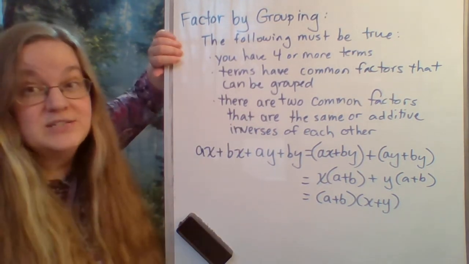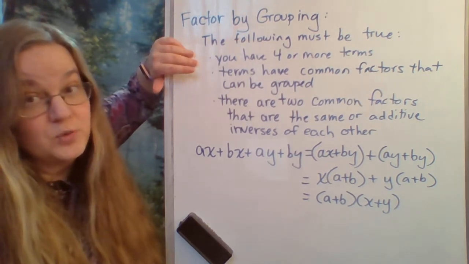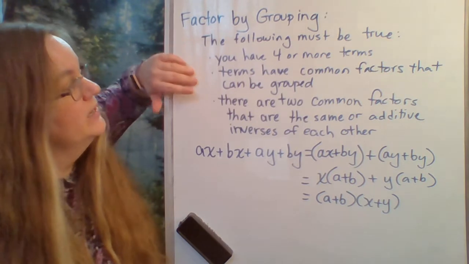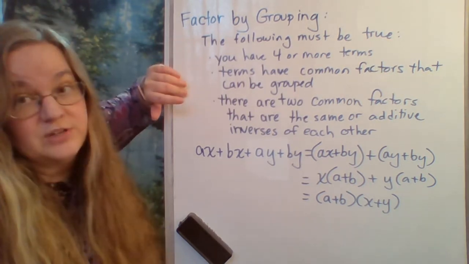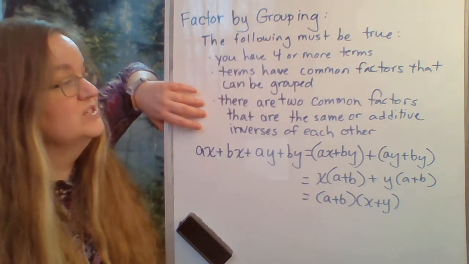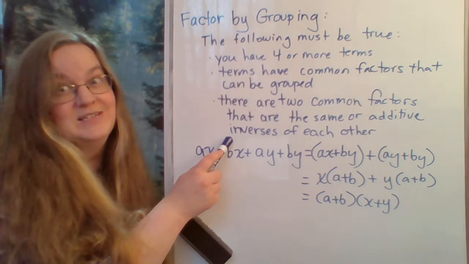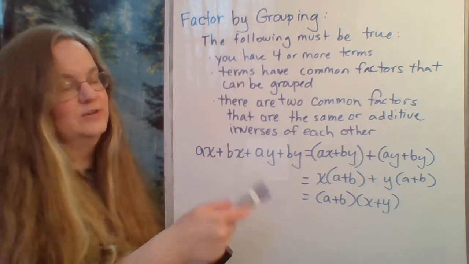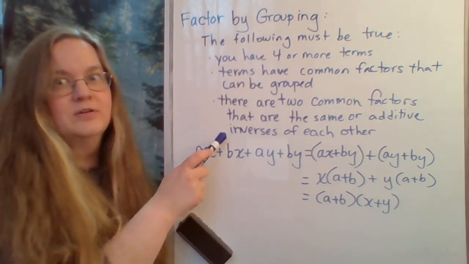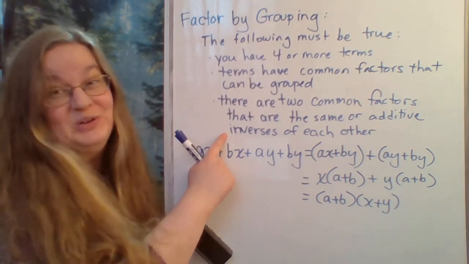So the following has to be true in order to be able to factor by grouping. You have to have at least 4 terms listed, and the terms have to have a common factor that can be grouped. And there are 2 common factors that are the same or additive inverses of each other. We'll talk about what that means in a minute after we talk about factoring by grouping. So don't panic if you're wondering, additive inverse, what's that? Don't worry, we'll explain that.